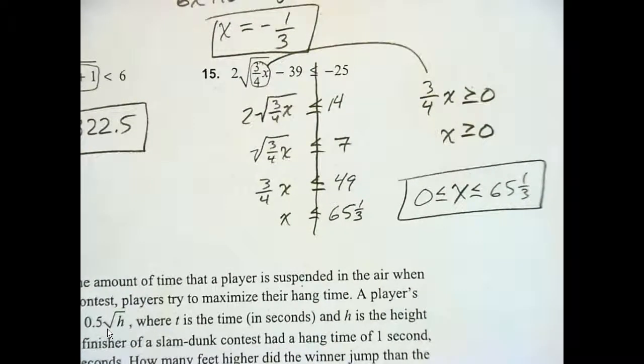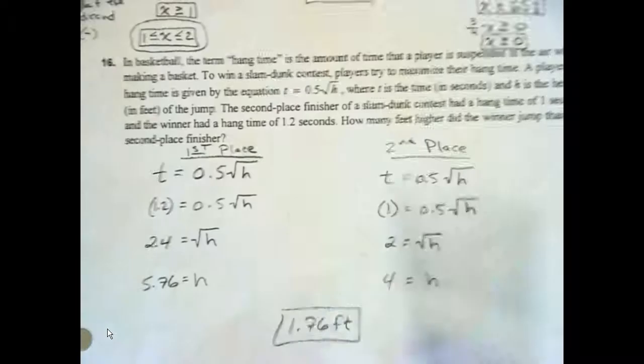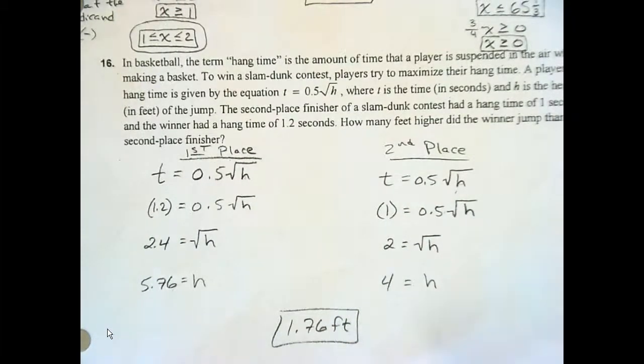Okay, there we got it. It's not 65.3 with a little bar over it. It's 65 and a third. Technically, we're not being technical. Any questions? Okay, and number 16. There is our solution. We've got to find first place, find second place, subtract the 2, and it's 1.76 feet a root.